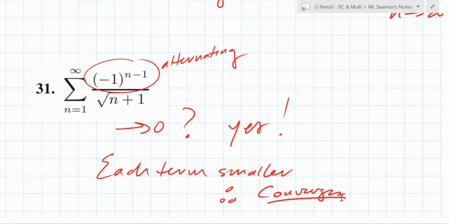Done. Okay, put everything away except a pencil.